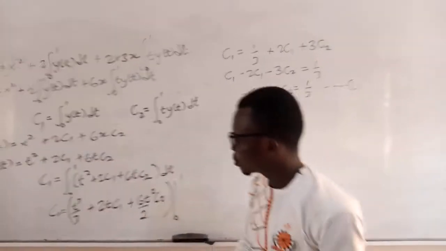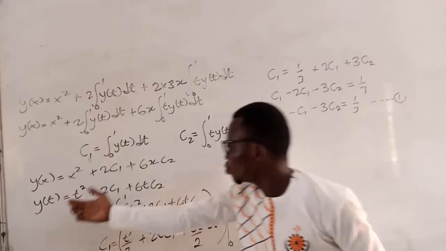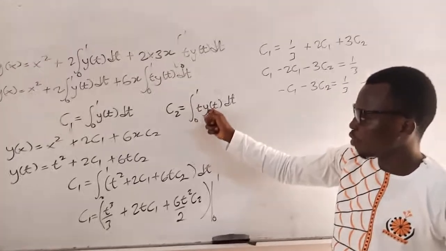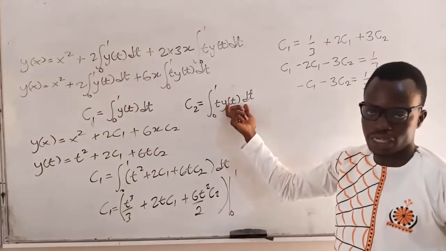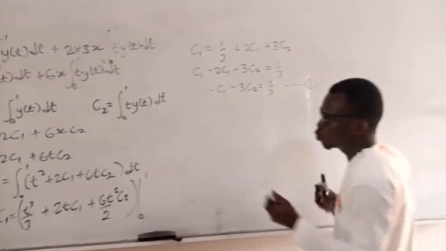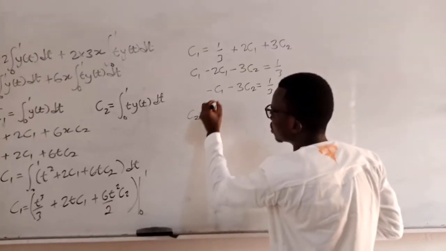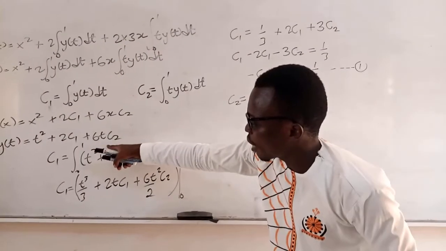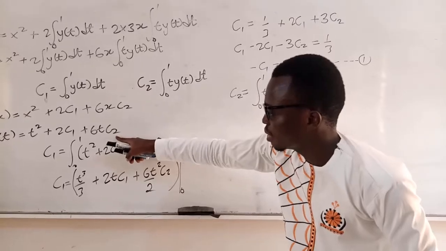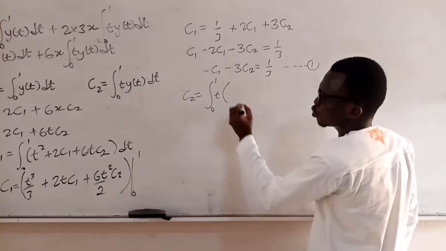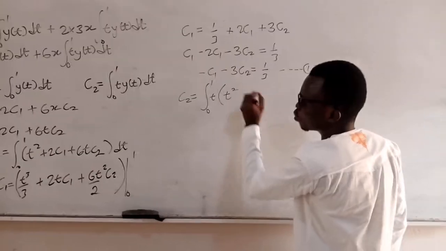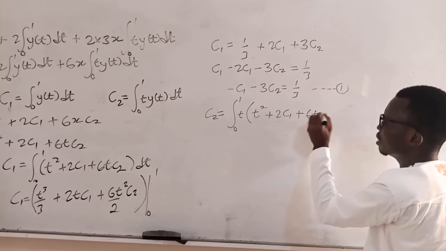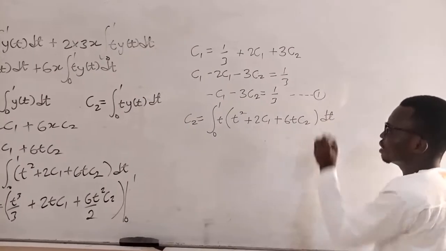Now let's substitute this function into c2. c2 is equal to the integral from 0 to 1 of t y of t dt. So let's put the y of t inside this equation. We're going to have c2 equal to the integral from 0 to 1 of t times the bracket t squared plus 2c1 plus 6t c2, dt.